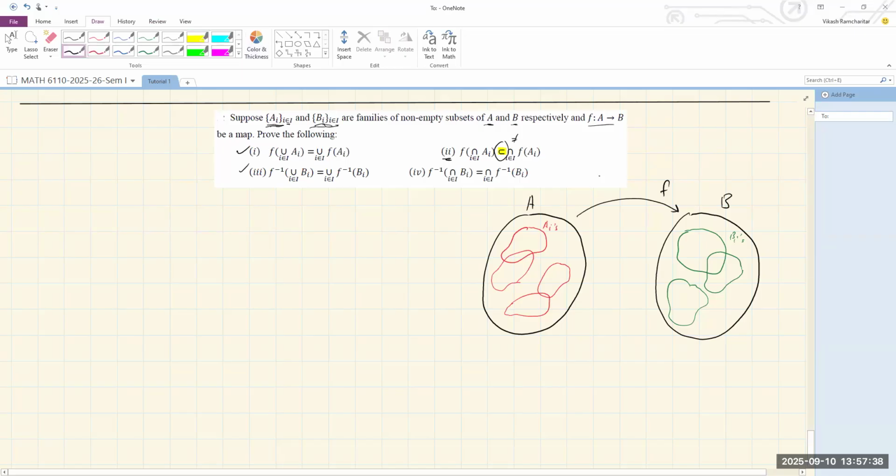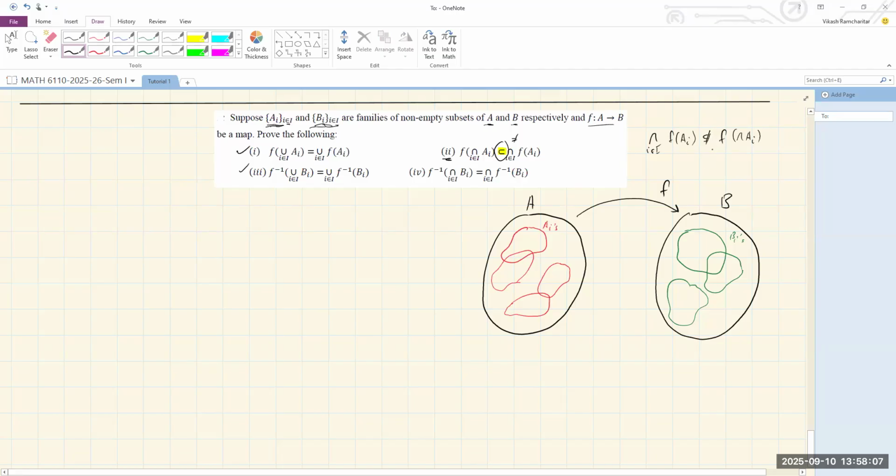In general, this one is not equal, which means that you could find a counterexample where the intersection over some subset of f of A_i will not be a subset of f of the intersection of A_i. So try to find some sets where this wouldn't work.